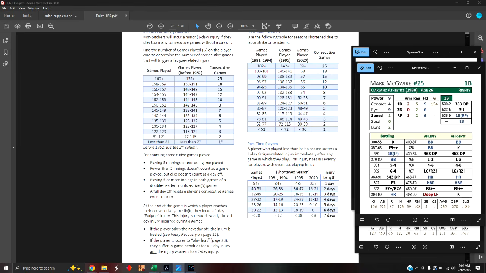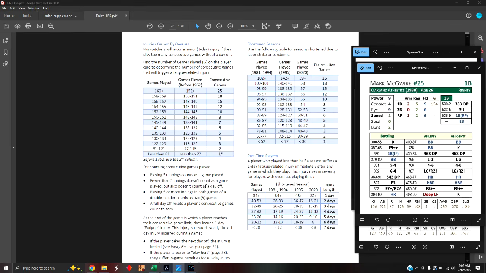So at the end of the game in which the player reaches that game limit, they have a 1-day fatigue injury. And it's just like a normal 1-day injury. So it's going to subtract 1 from all their ratings, remember, if they continue to play. If they play with that 1-day injury, they play hurt, in other words. Remember that they get that -1 to all their ratings, plus it worsens to a 2-day injury, because we add 1. If they get a day off, that resets the clock, and they're fine again. So this prevents you from overusing players.